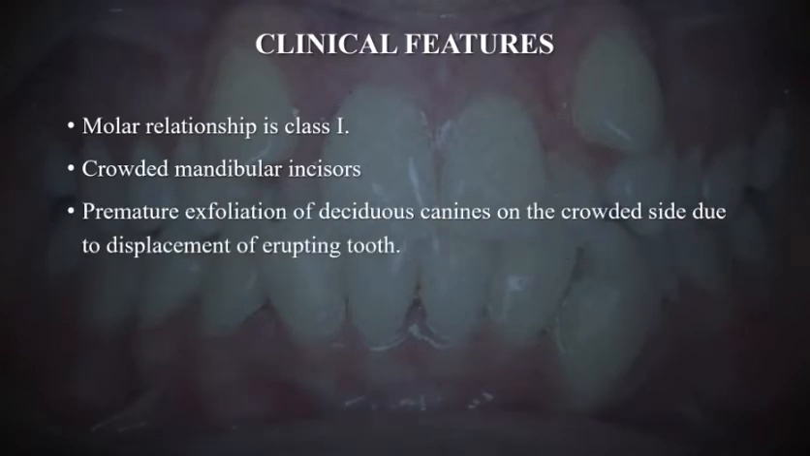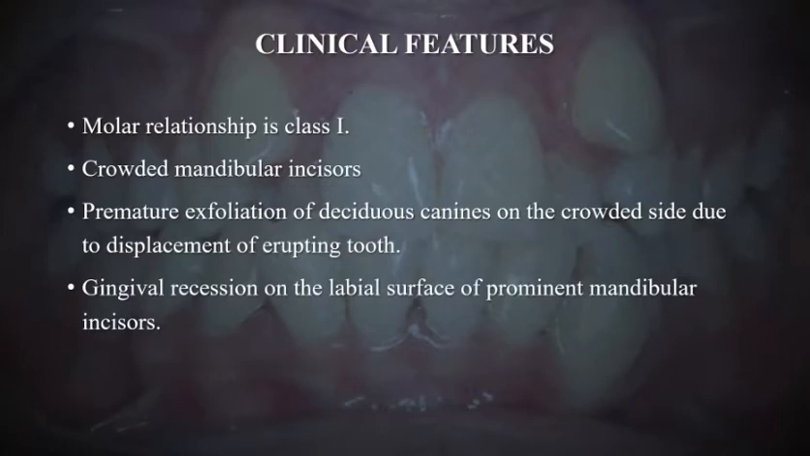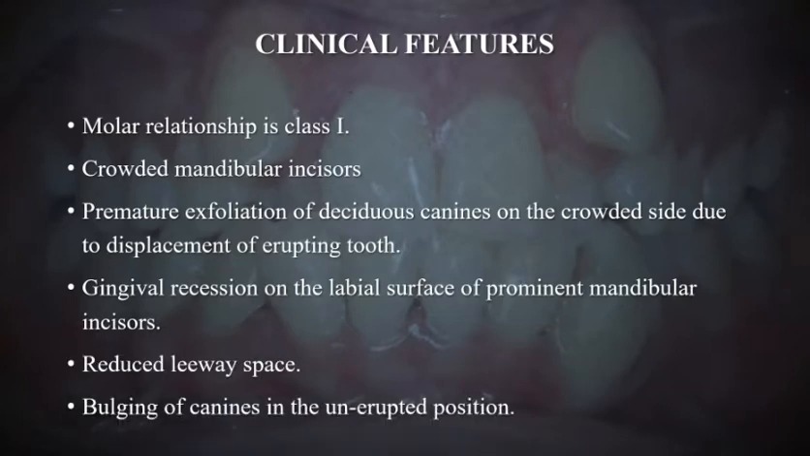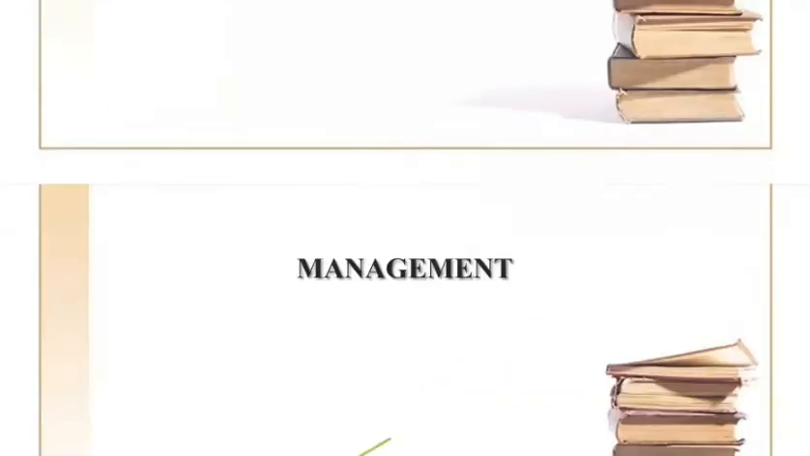Mandibular incisor crowding is there. Premature exfoliation of deciduous canine on the crowded side due to displacement of erupting teeth. Gingival recession can be seen on the labial surface of prominent mandibular incisors, reduced leeway spaces are present, and bulging of canine can be seen in unerupted position. Coming to the investigation, in case of mixed dentition stage, Moyer's analysis can be carried out as a model analysis.